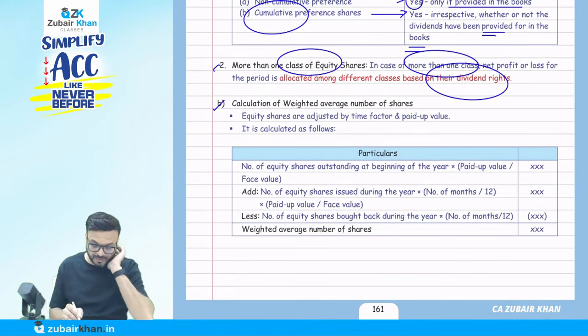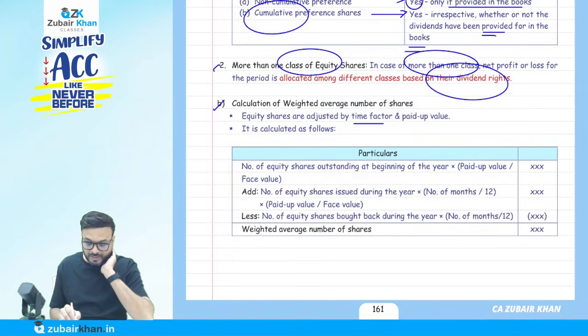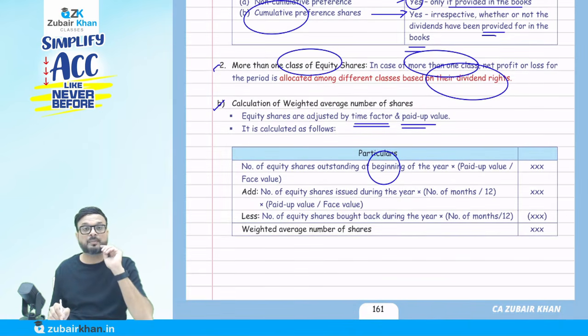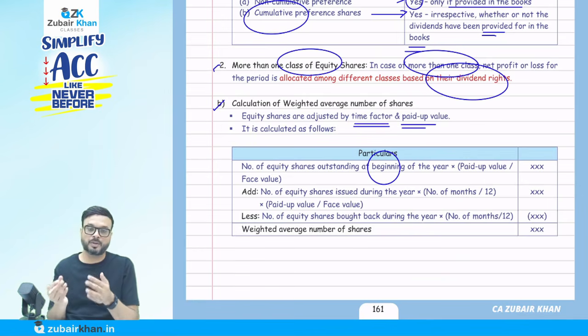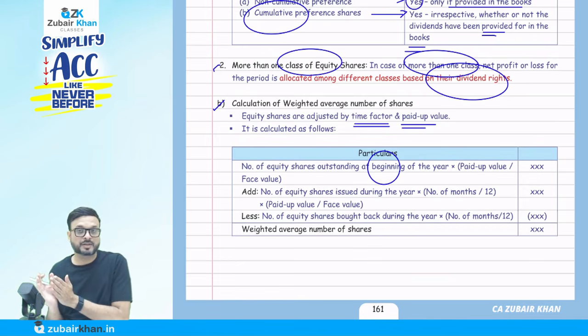What does it mean? Understand? Equity shares are adjusted by time factor and paid up value. So the number of equity shares outstanding at the beginning of the year is multiplied by the paid up value divided by face value. Suppose the share is of ₹10 and they paid 10, then no problem. But if they paid 5 out of 10, then proportionally the shares will also get reduced here.